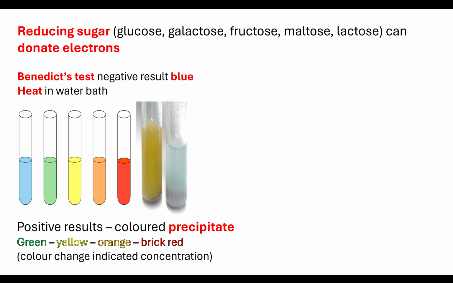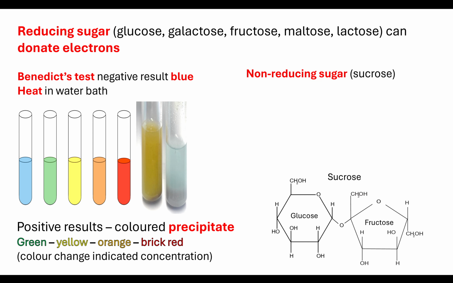Now, if we're looking at a non-reducing sugar, i.e. sucrose, and we want to identify if that is present, what we would do is take a sample and complete the Benedict's test. Now that should give us a negative result because it's a non-reducing sugar. The sucrose cannot donate its electrons.